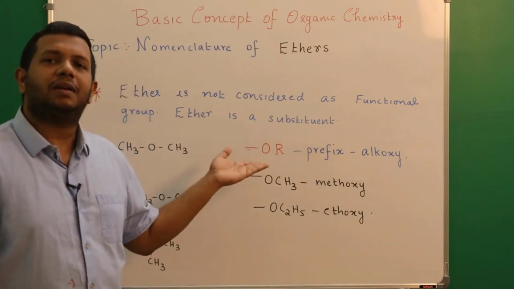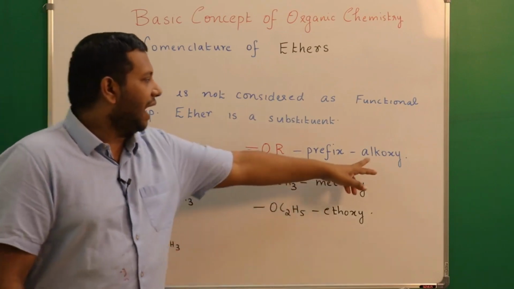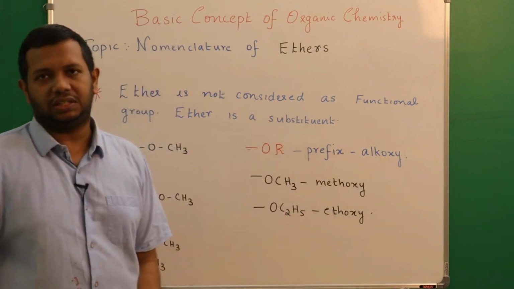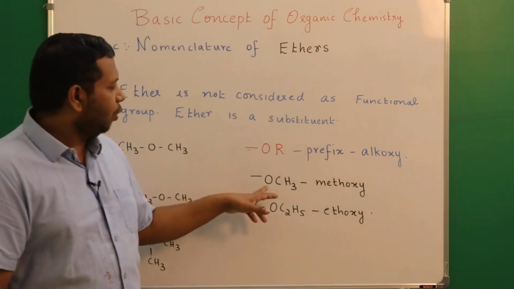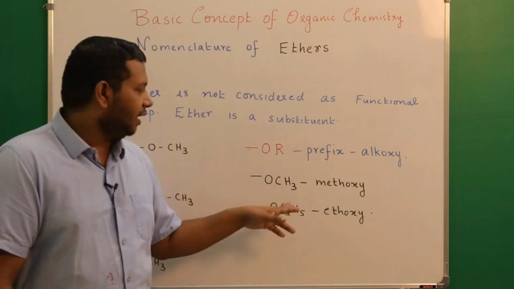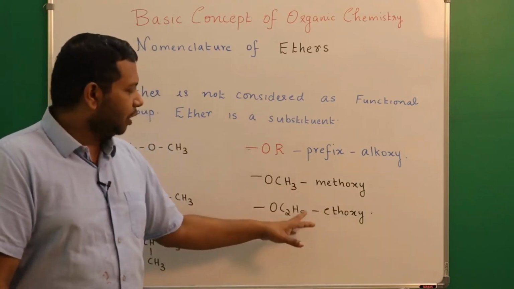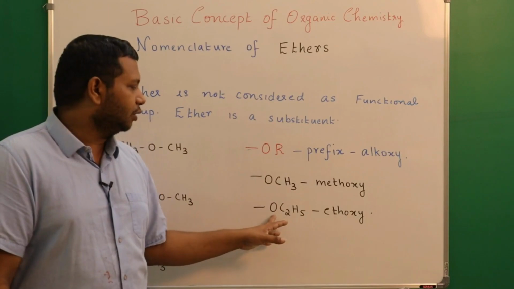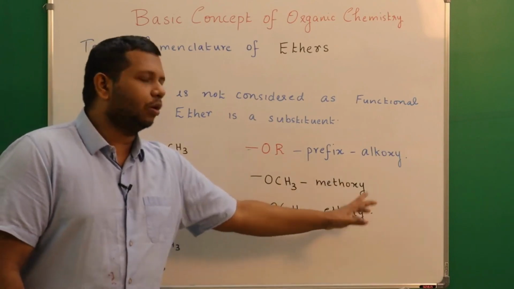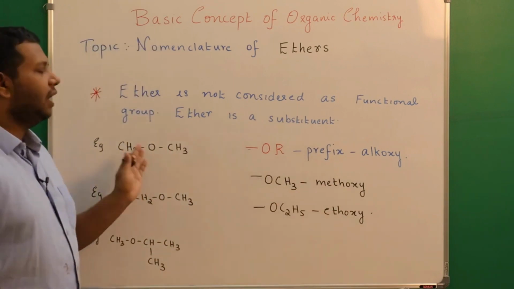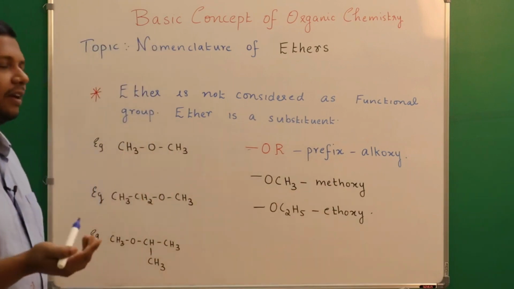Why is a prefix used? Because it is a substituent. So alk means the alkyl part, oxygen, oxy, alkoxy. Now for example, if you have OCH3, then what we will say? Methoxy. And if you have OC2H5, we know that this is ethyl with oxygen, so we say ethoxy. Understood? So we will try to name some compounds, then you will get a fair idea.